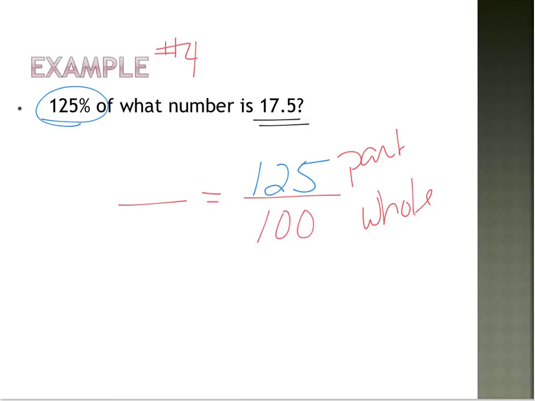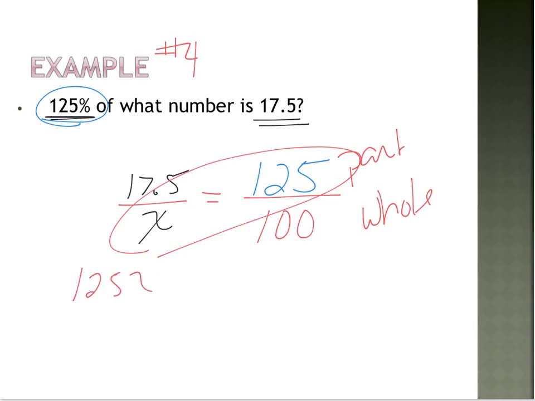125 of what number? So our unknown is the what number, the of part, is 17.5. Well, 17.5 is 125%. So it's going to go on top because it's the part. It's the 125%. And our unknown is the denominator. Go into your proportions. 125x equals 1750. Divide both sides by 125. And you get x equals 14.